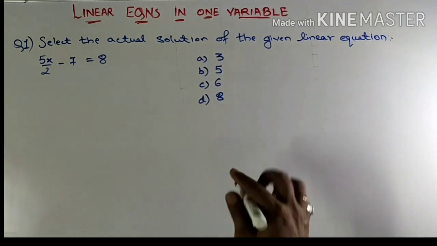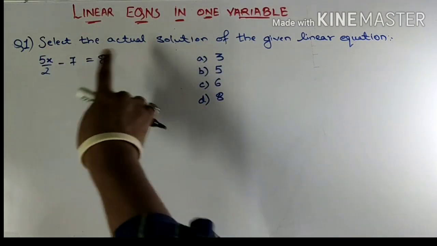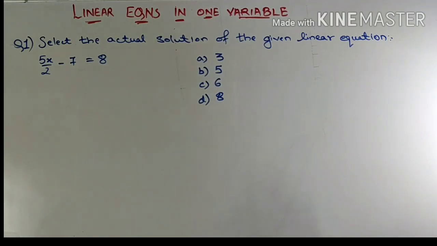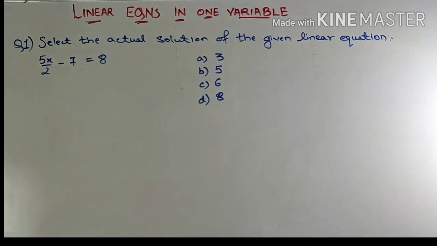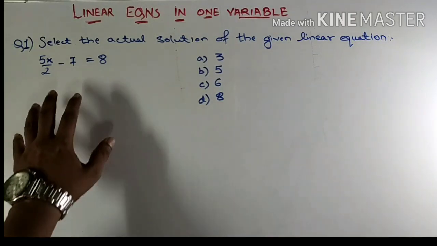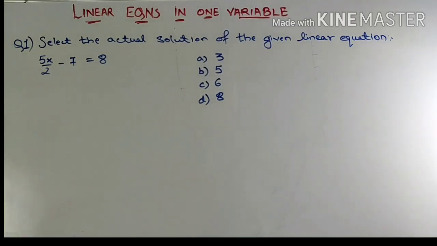One way of doing that is trying to substitute these options and checking whether LHS is equal to RHS or not. But the correct way, if you don't know these options, then how will you solve? This is a very simple equation. So there is a correct, genuine way how to solve this. So let's move ahead with the solution.